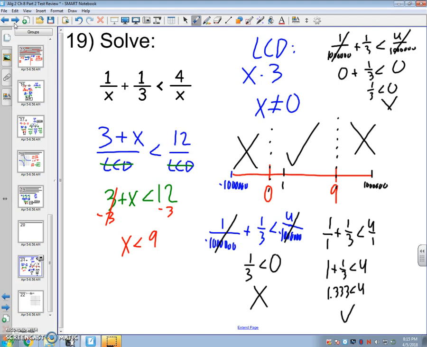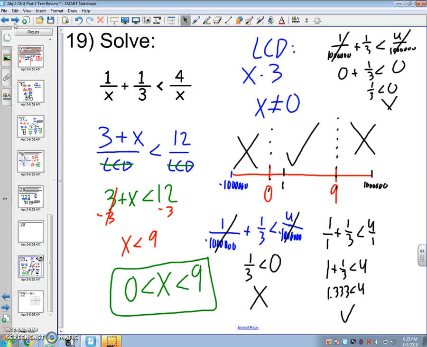So my final answer is x is between 0 and 9. And be careful on the signs here. If the original problem had an equal sign, like it was closed, then you need an equal sign underneath. But since it's open, then both of them are open.